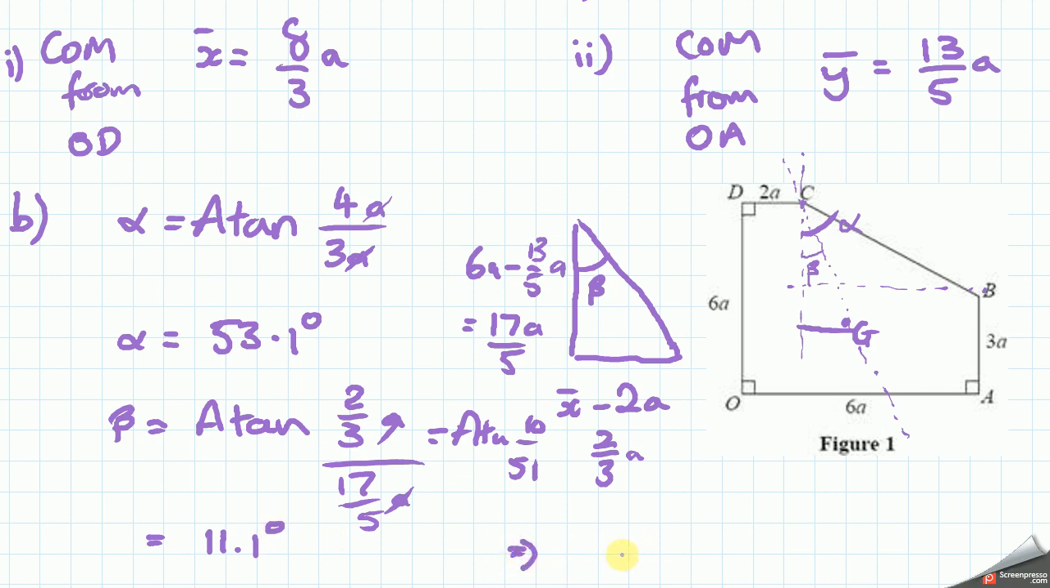So BC to the vertical is the difference between these two. And that's 42 degrees. That's that question complete.